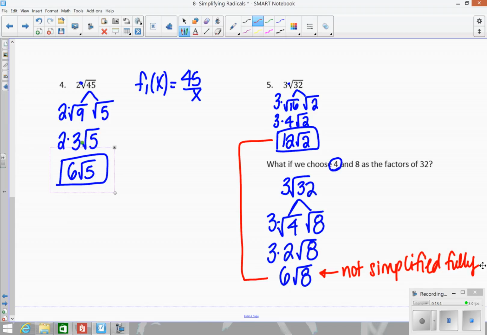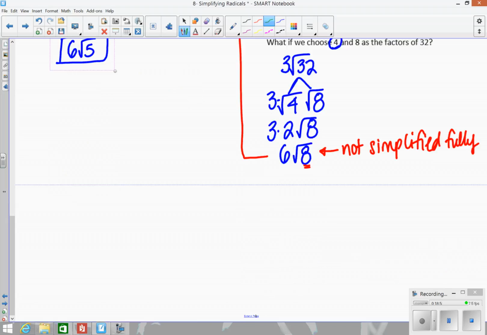And the reason why it's not fully simplified is because this 8 still has a perfect square in it. So that just means instead of being done at this point, I have to go another step further. So that means I'm going to keep the 6 out in front. And now I'm going to look at how do I break up this 8? Because 8 has factors where one of them is a perfect square. So for example, 4 times 2 gives me 8, and 4 is a perfect square. So now I would break it up as 4 in front, keep the 2. So 4 times 2 gives me 8.